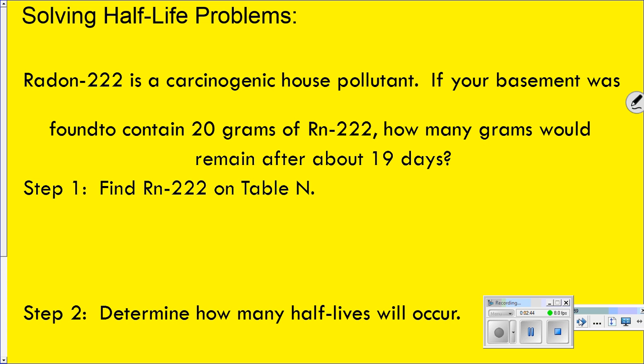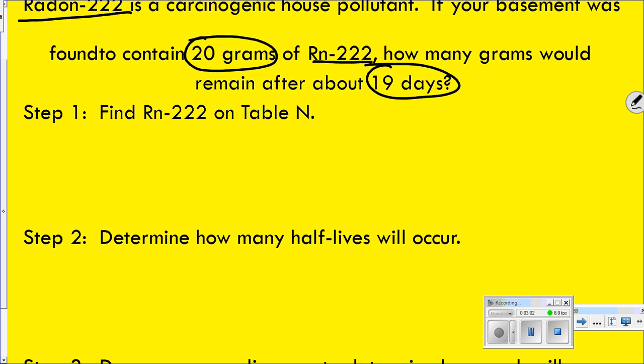Radon-222 is a carcinogenic house pollutant. If your basement was found to contain 20 grams of radon-222, how many grams would remain after about 19 days? This is actually something pretty commonly found in the basements around here, and you can have it mitigated in your home with a little vent. The first thing we're going to do is find radon-222 on reference table N. As you're flipping to reference table N, please be careful about the difference between radon and radium, Rn and Ra. Be very confident that you're using the right one.